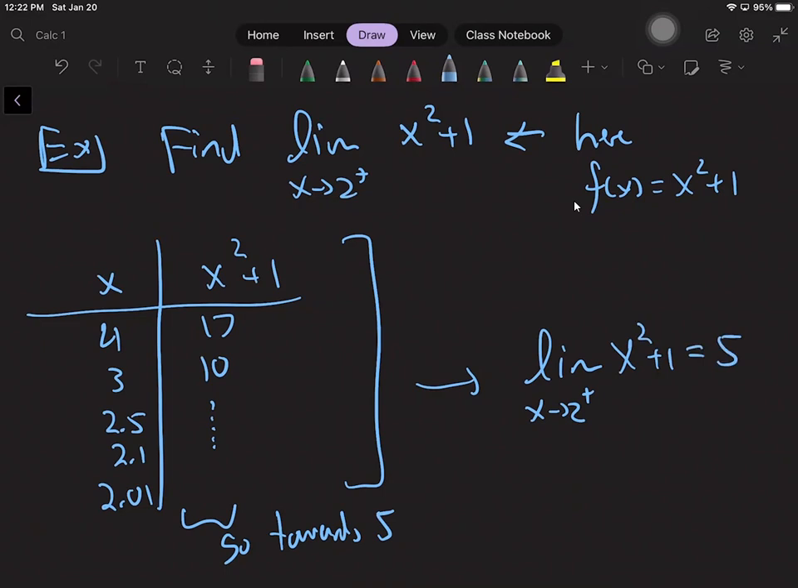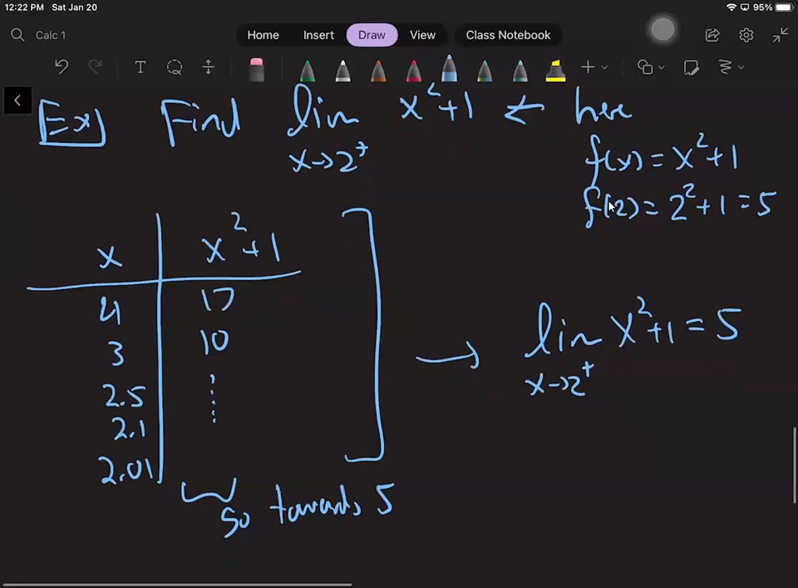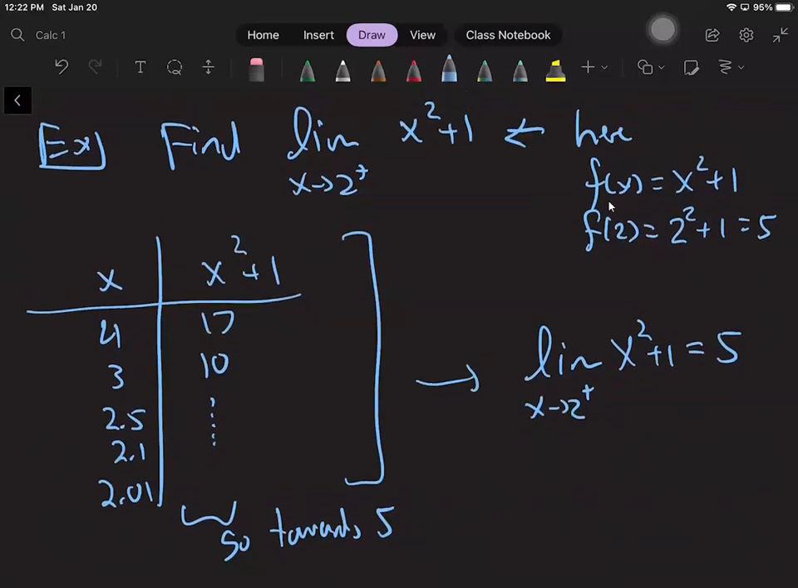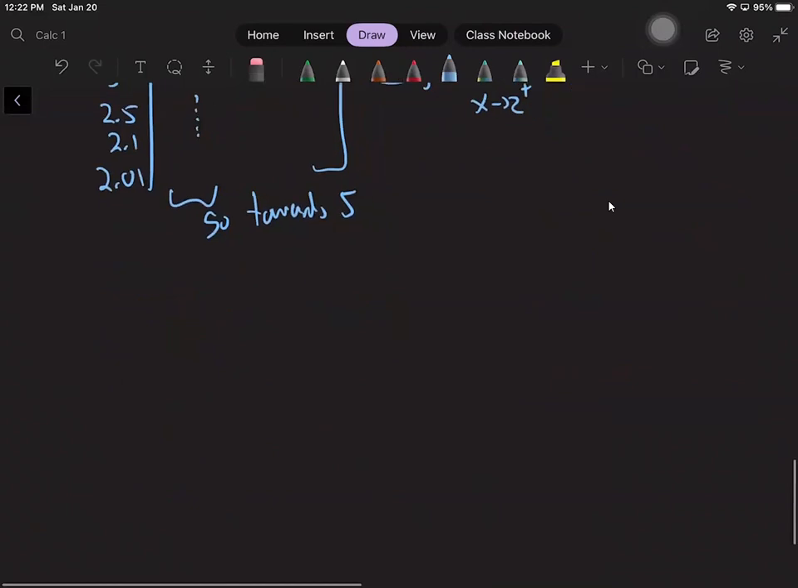Now, of course, if you just plug 2 into the function, you also get 5, but that is merely a coincidence that will not always happen in the future, so don't just do that all the time. They're not always the same. It's just a coincidence in this case because we're picking very simple problems. All right. So let's see an example where this doesn't happen.